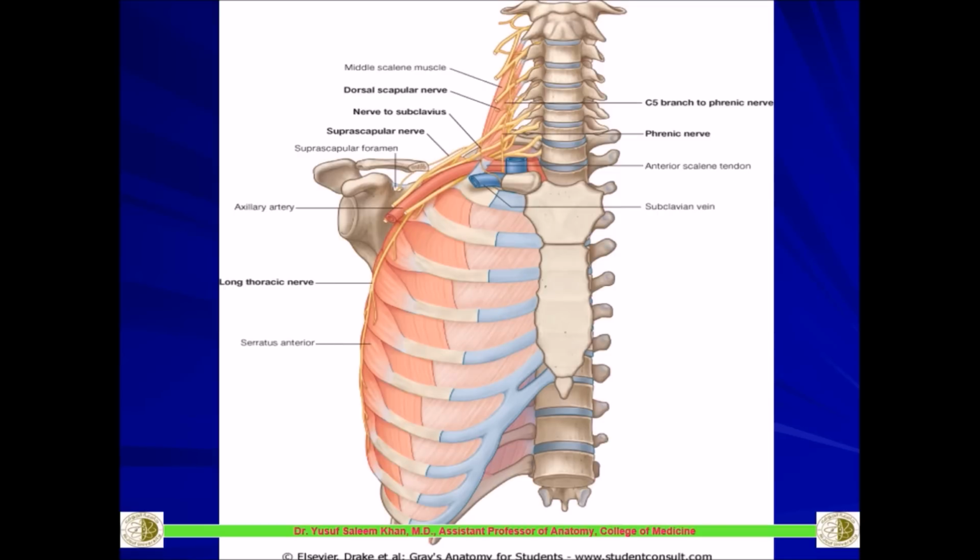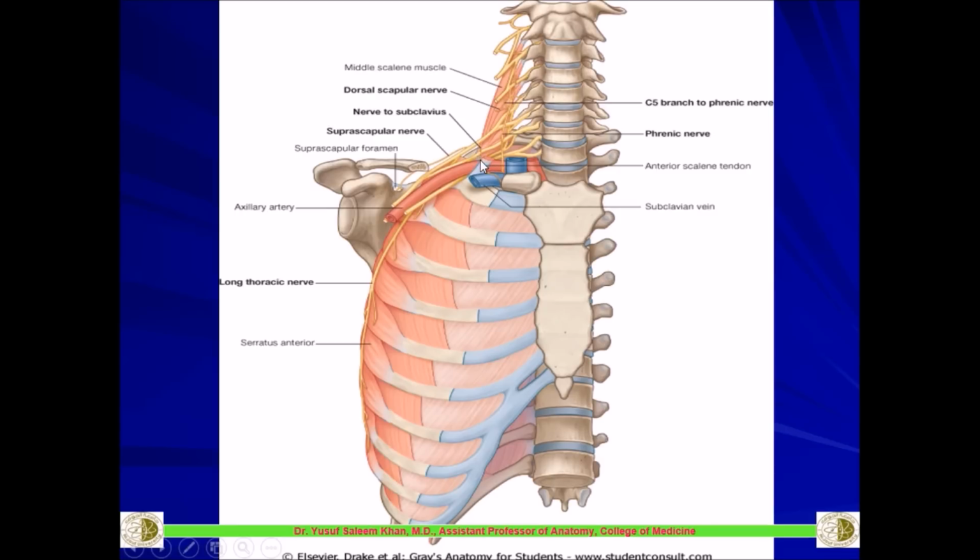Now coming to the most important part, that is the branches from the cords. So here you can see again the picture to show you the structures. Here you can see the roots which are coming here, and from here there are some nerves which are coming. One is the phrenic nerve, which will be going and supply the dome of the diaphragm. Here is the nerve to subclavius, which is coming from the upper trunk, which will be supplying a small muscle here called the subclavius.